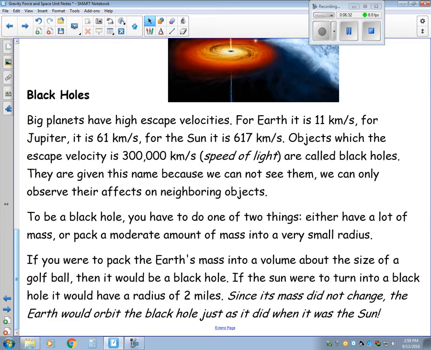To be a black hole, you either have to have a lot of mass or pack a moderate amount of mass into a small radius. If you were to take the Earth and make its volume about the size of a golf ball, then it would be a black hole. If the Sun were to turn into a black hole, it would have a radius of 2 miles. Since the masses don't change, the Earth would orbit that black hole just the same way that it orbited the Sun.